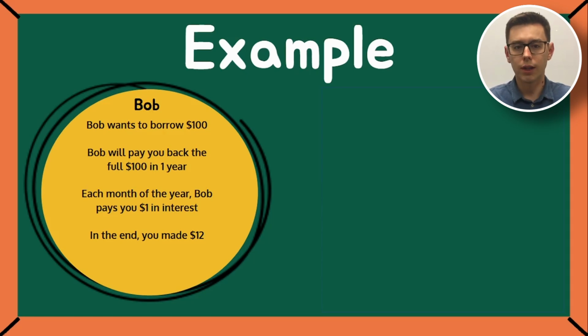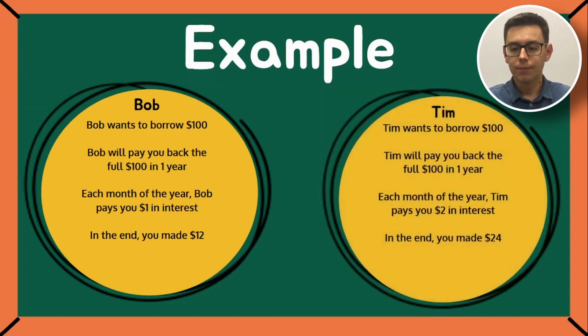But it's really important that we know that Bob's the only one paying or asking for a loan right now. Then Tim comes along. And Tim says, hey, I want to borrow $100 too. I'll pay you back the full $100 in 1 year from now. But instead of $1 a month, Tim says he's going to pay you $2 in interest every month. At the end of the year, that's $24. That's twice as much money as Bob was going to pay you in interest.